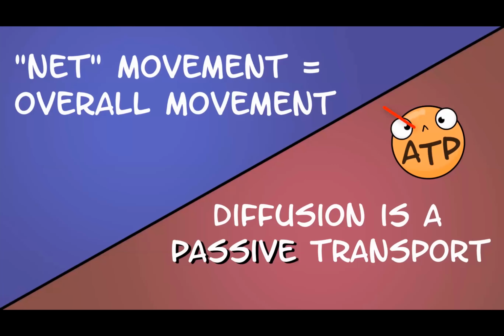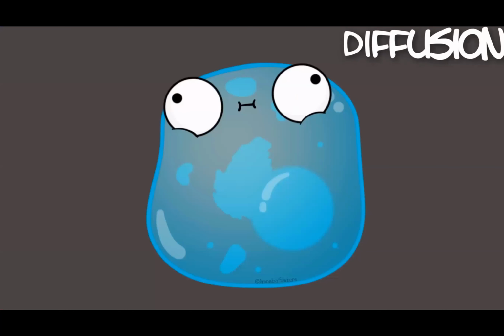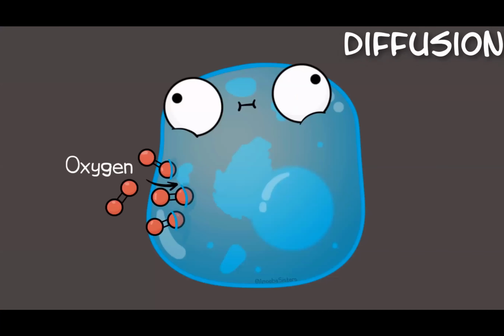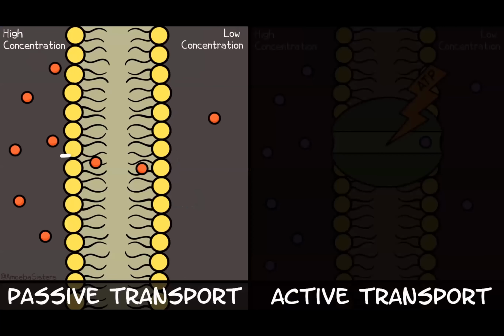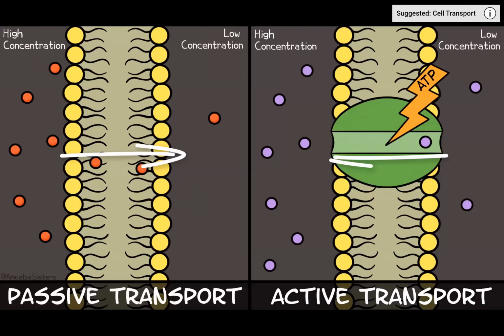Second, diffusion is a passive transport. That means an input of energy is not needed. We say that passive transport does not require added energy. When we talk about diffusion of molecules in cells, for example, the diffusion of oxygen molecules into a cell, it is classified as passive transport. A concentration gradient is itself a form of potential energy. Passive transport is different from other processes that we detail in our cell transport video, like active transport, where an input of energy is required.